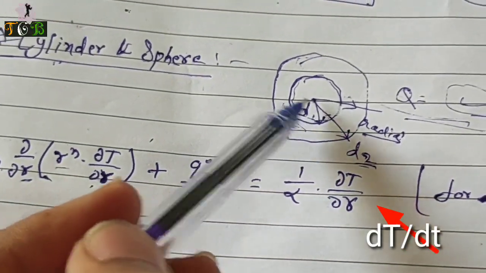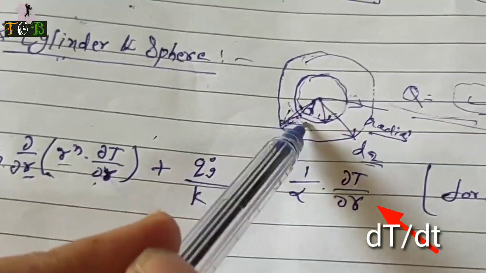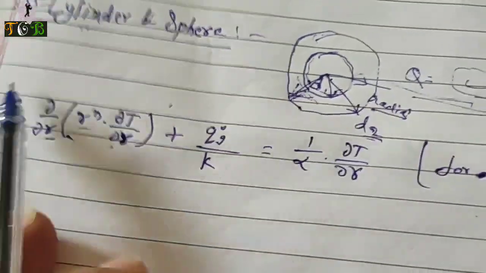Okay, so the heat should be transferring in this direction only, from higher temperature to low temperature.